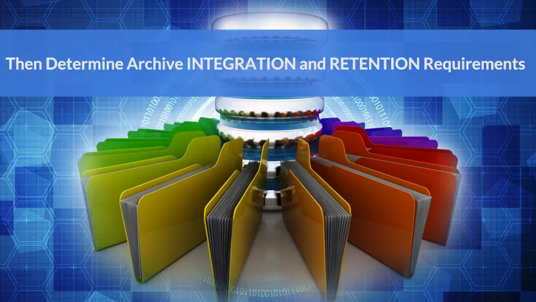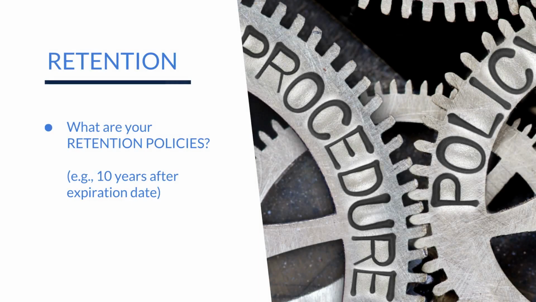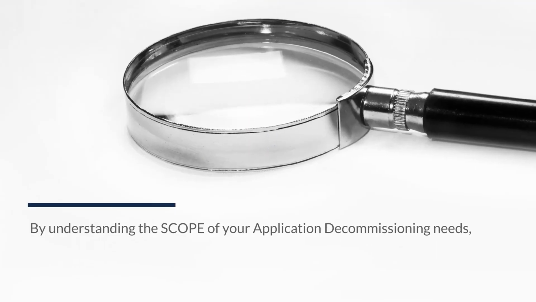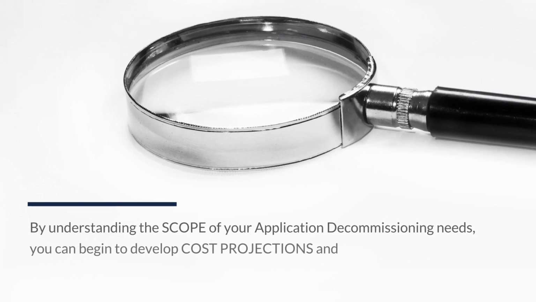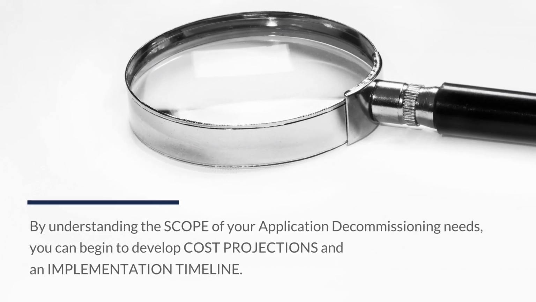Then you need to determine archive integration and retention requirements. Does the system require single sign-on and context-sensitive integration? Do you authenticate and manage users and groups with Active Directory LDAP? And you'll also need to identify your retention requirements in order to align with your organization's retention policies. By understanding the scope of your application decommissioning needs, you can begin to develop cost projections and an implementation timeline.